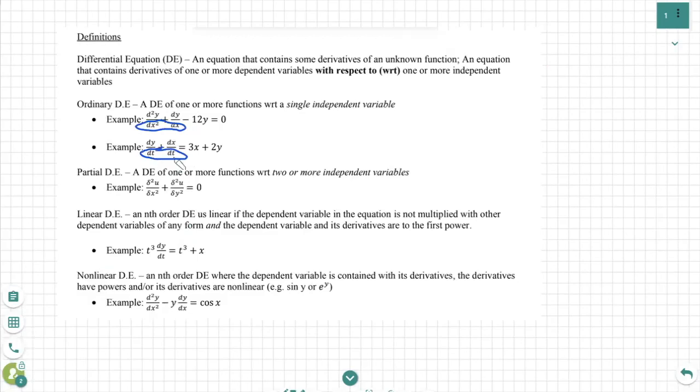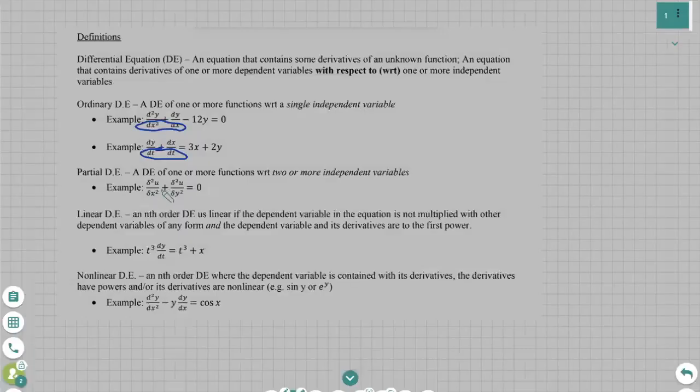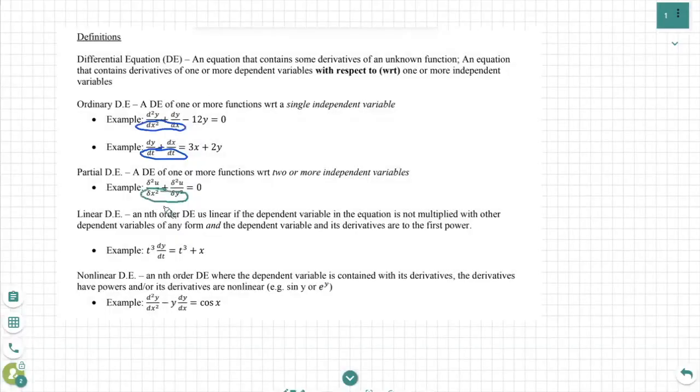For partial differential equations, you can have partial derivatives, meaning you can take derivatives with respect to multiple variables. Notice that here we have dx and dy. Does that make sense? Okay. So that's just the difference between ordinary and partial.